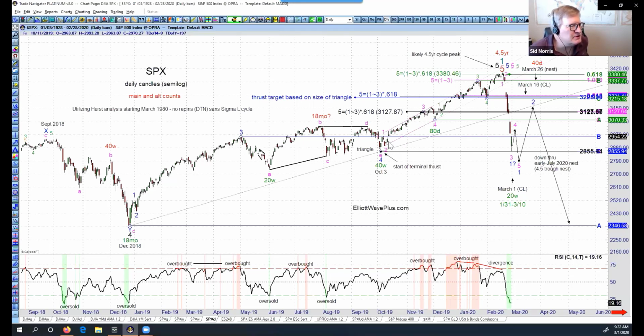Remember how I've been mentioning lately that sometimes when you are in a final thrust out of a triangle, the thrust will be completely retraced, sometimes even faster than the thrust out of the triangle. That is exactly, to the tick, what has happened, and it happened almost in a straight line. Just a historic week, an amazing week to watch develop.